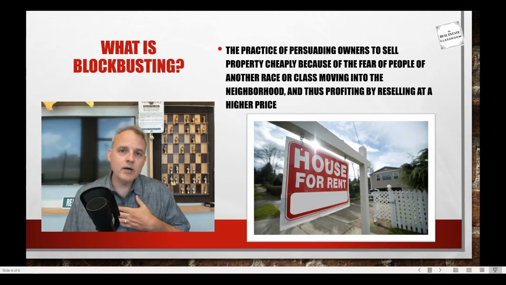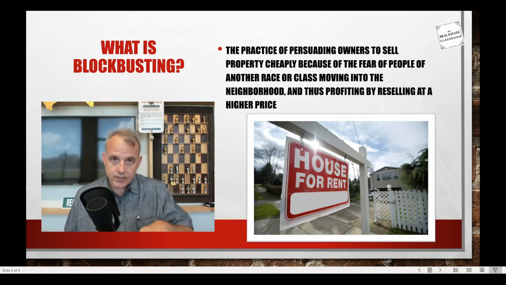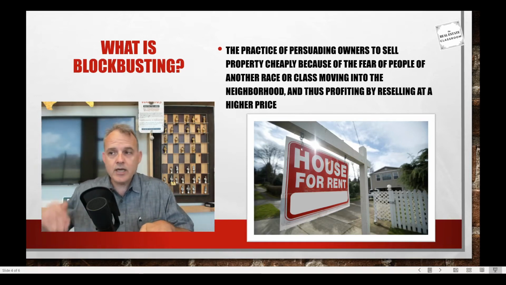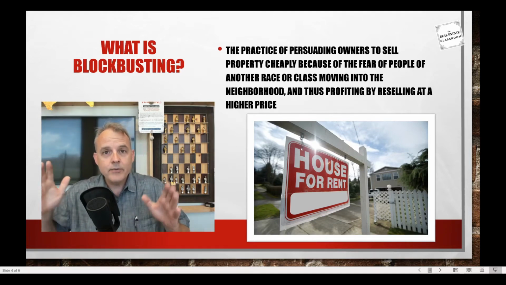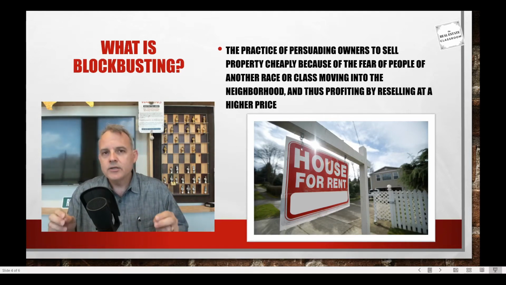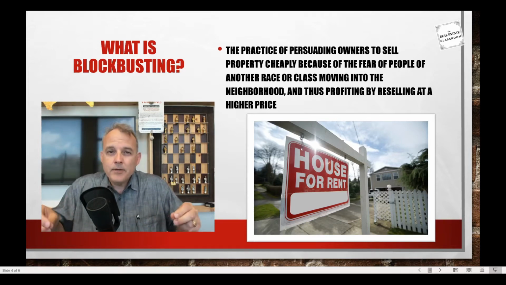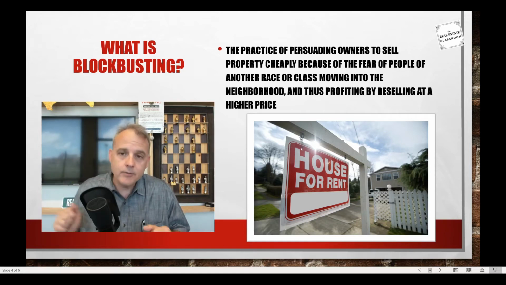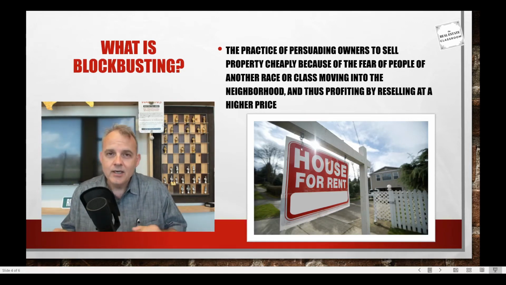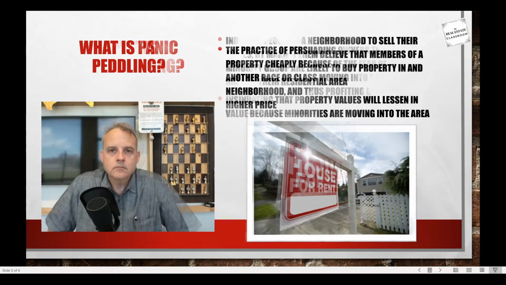So I would offer to buy their property cheap, and then as soon as I closed, I would turn around and sell it for a higher price. And therefore, I would make a profit. So the key to remember to blockbusting is, number 1, I buy the property cheaper and then sell it for a profit at a higher price. That is the key to blockbusting.